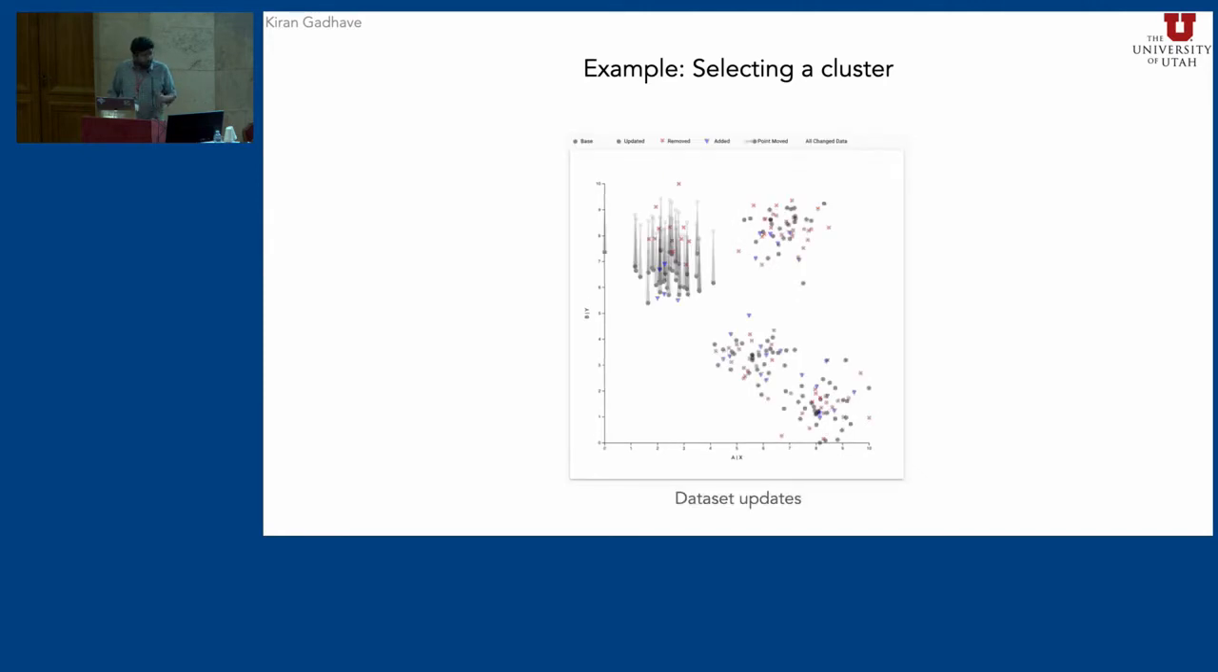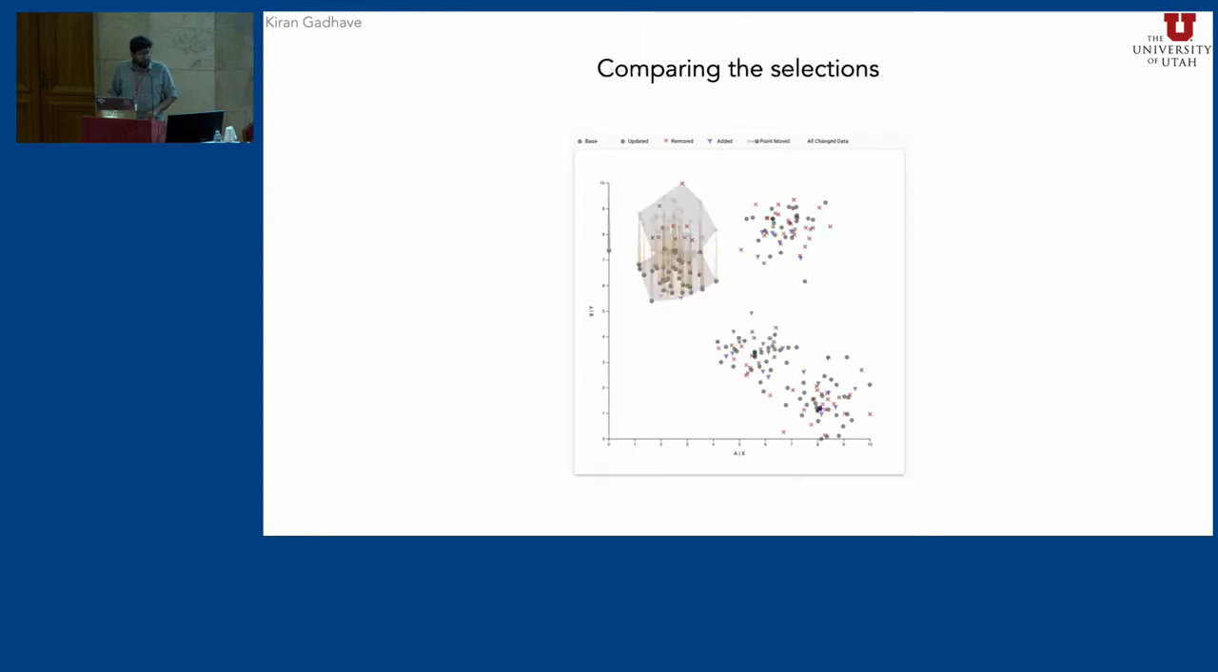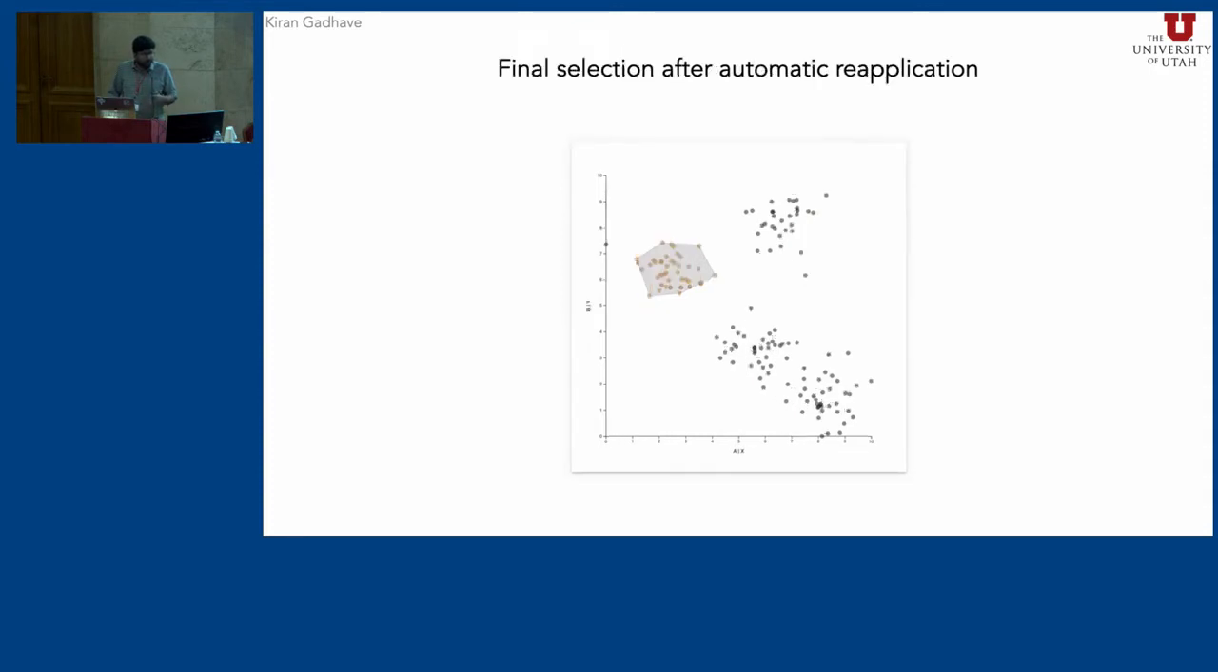Now here we have an example of the same data set being updated. In this update to the data set, a lot of points in the cluster have moved down along the y-axis. Some points have been added and some points have been removed. The analyst can then see how their original selection would be transferred to this moved cluster, and what changes will happen to their original selection. And if they're happy with it, they can reapply their captured selection automatically to this new data set.